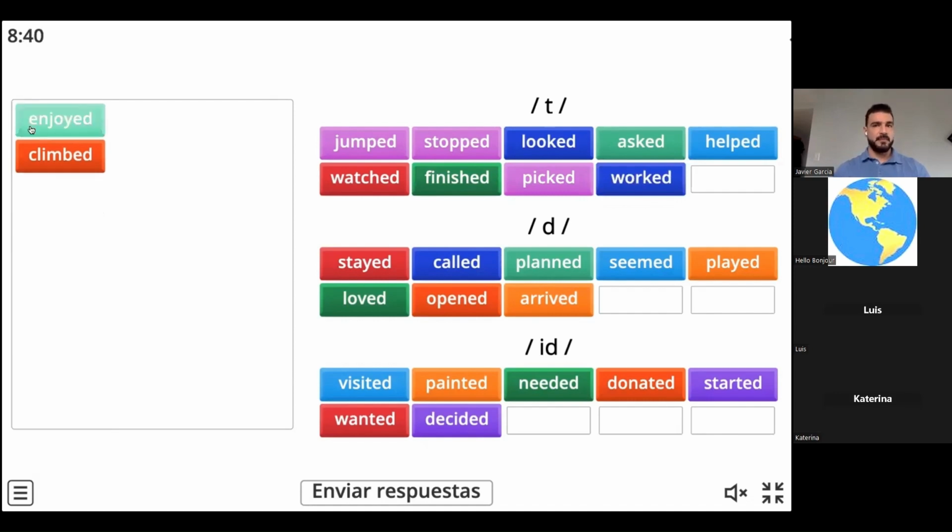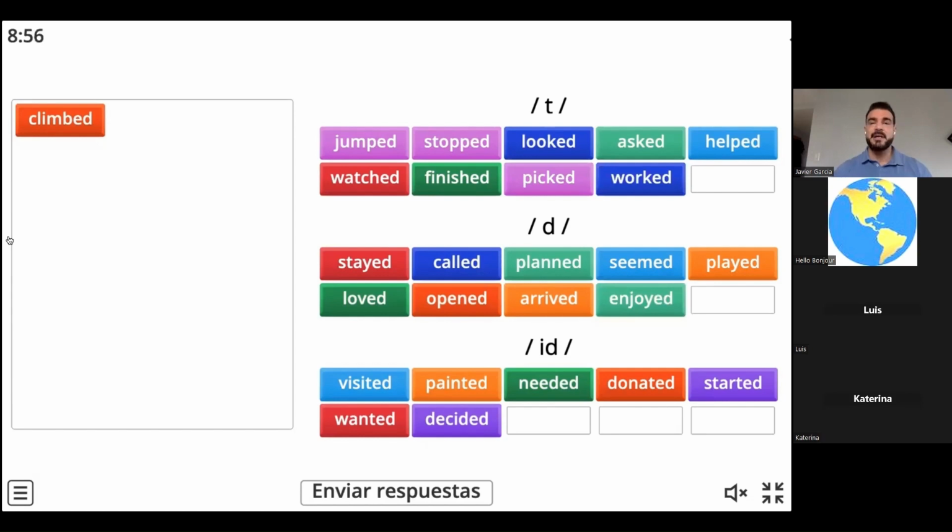What about enjoy? That would be the present tense. Enjoyed. Where do I put it? The D. Yes, that's correct. The D. Very good. And last word, climb.